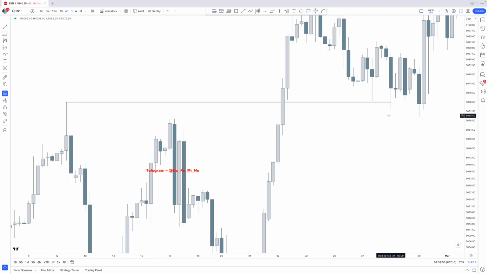Again, does it matter if we only use the wick, or if we use the bodies? Is one a higher probability than the other? I would argue that the wick overlapping with a fair value gap is always the highest probability. So in a fair value area, if you have the wick from the fair value area overlapping with a fair value gap towards the right, it's always the highest probability.